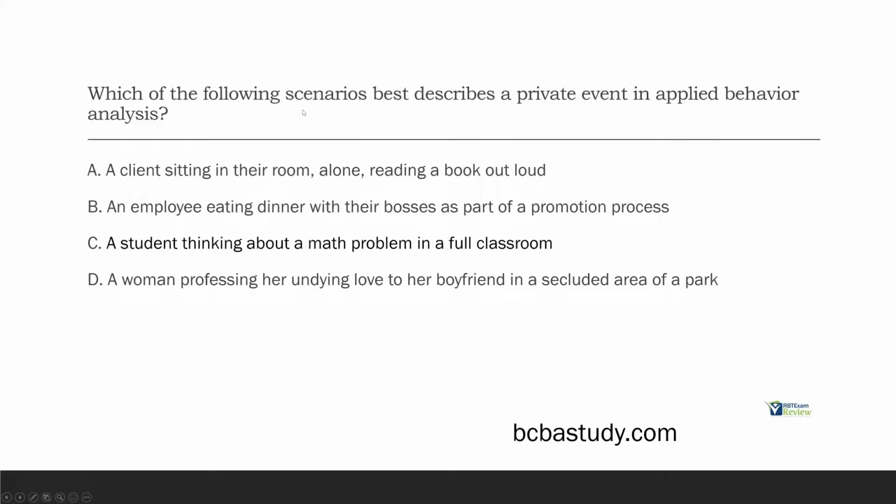Which of the following scenarios best describes a private event in applied behavior analysis? All right, private events have to do with radical behaviorism. From Skinner, private events we acknowledge are behaviors. However, we can't observe them, we can't measure them. But we do acknowledge their existence and their impact on the learner or the client. So a private event is something that cannot be observed by an outside entity.